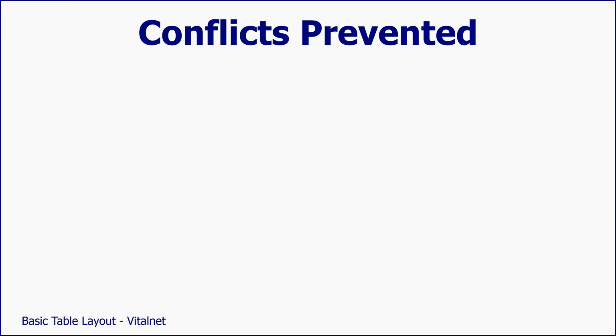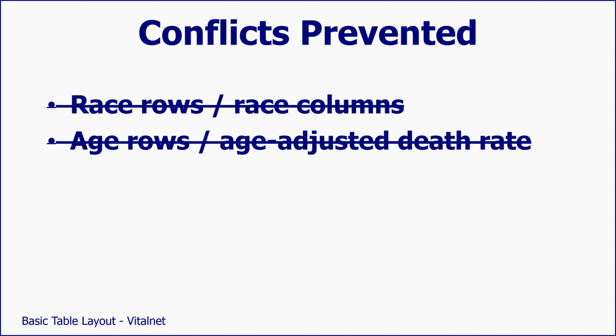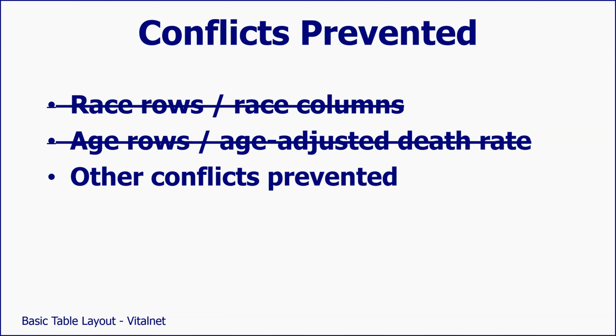Vitalnet prevents conflicts. For example, it does not make any sense to have race rows with race columns. And it does not make any sense to have age rows with age-adjusted death rates. There are other conflict situations that you will encounter while analyzing data. Vitalnet guides you to correct any conflict before making output. Vitalnet will not let you make garbage output.